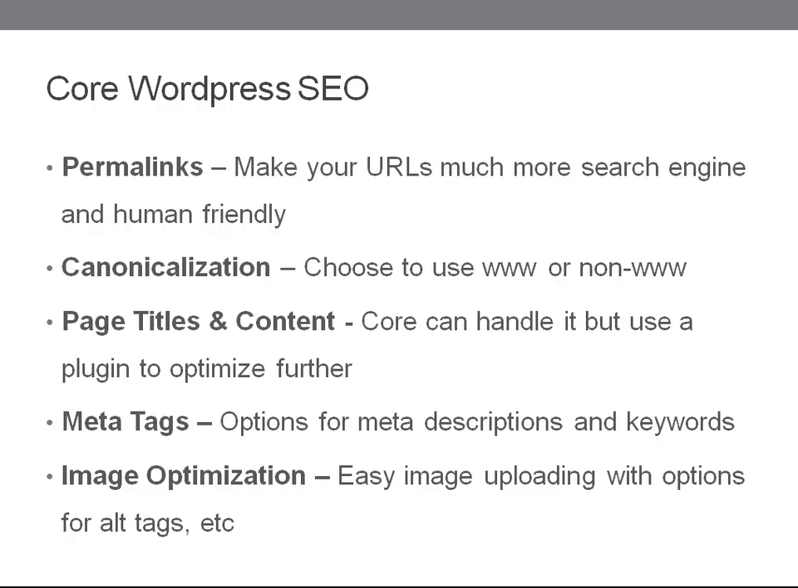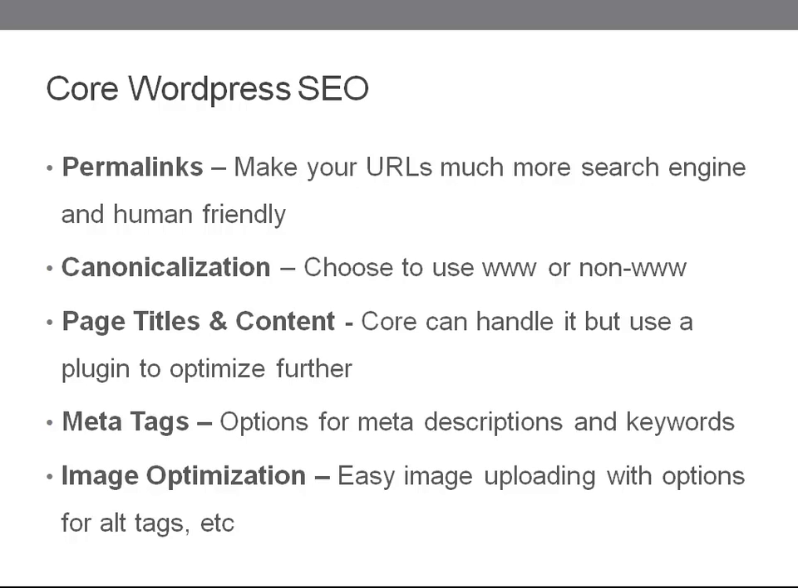Canonicalization, so you want to choose if you want to use www in front of your domain or not, and you can do that from in WordPress. You also want to change that in Google Webmaster Tools, you want the two to match, because in Webmaster Tools you can choose which version you want. Page titles and content. So WordPress core can handle this. You can change page titles and things like that, but you can use plugins to optimize it further, so you can really get in there and customize your titles and content.